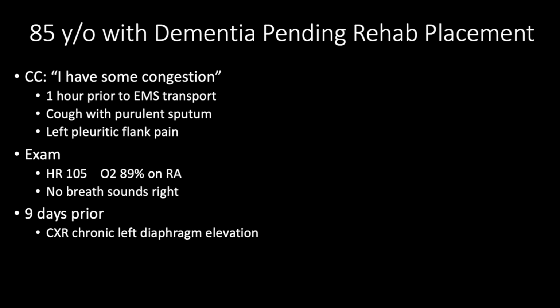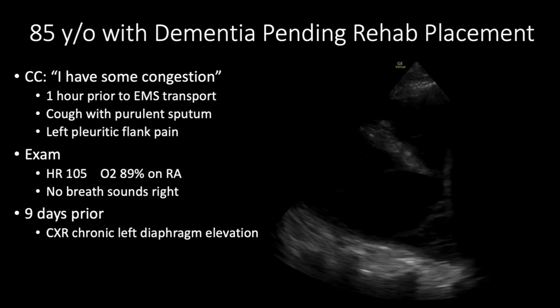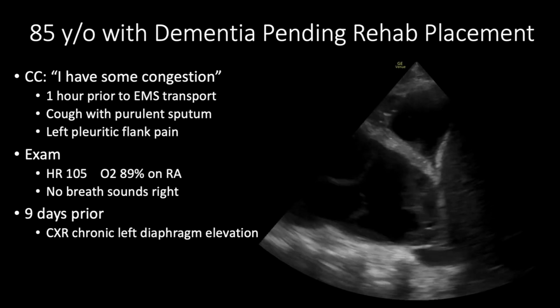He is a little tachycardic and had new hypoxia, and there are no breath sounds on the right side of his chest. 9 days prior, he did have a chest x-ray that had some chronic left diaphragmatic elevation, but it was a relatively clear chest x-ray other than that. So we placed an ultrasound probe on this patient, and what do we see?